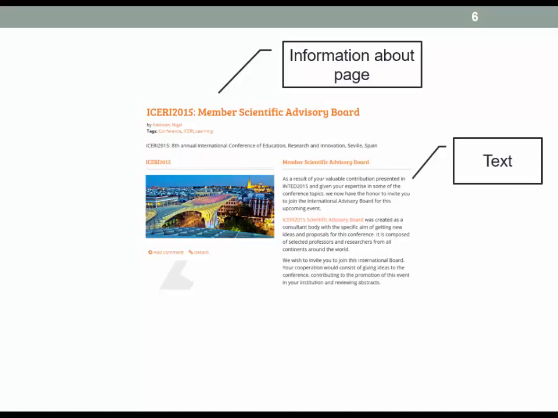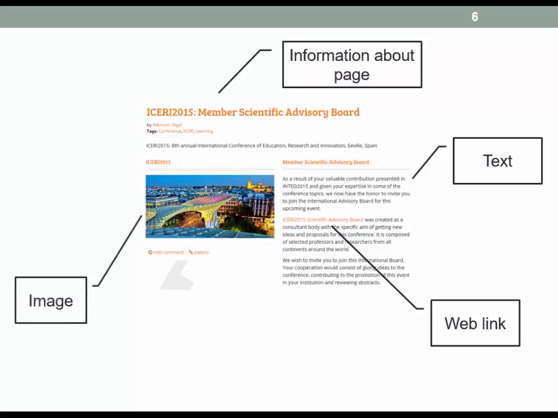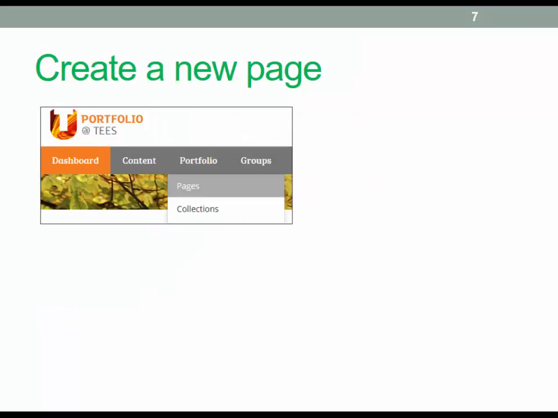Then there's a basic block of text. This can be typed directly or pasted in. The Mahara system retains all of the content you post, making it easy to reuse artifacts. We'll touch on this a bit later on. The text also includes an embedded web link. We'll discover how to do this shortly. And finally we have an image of Madrid.